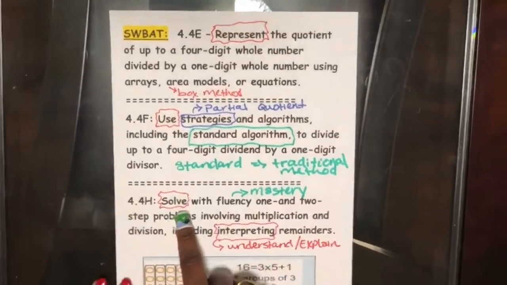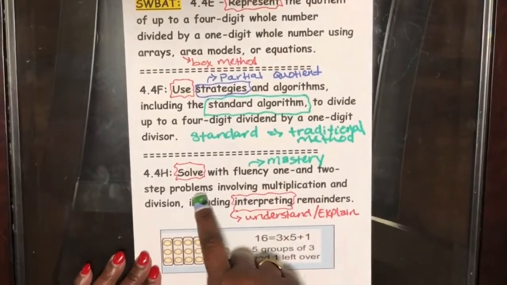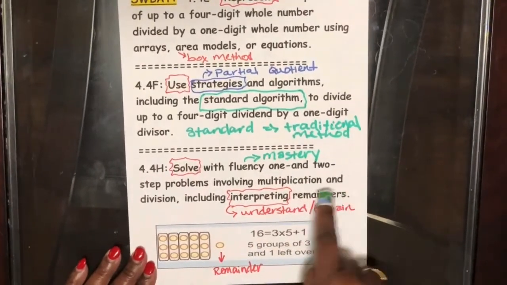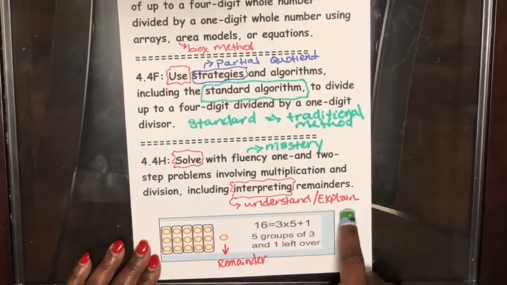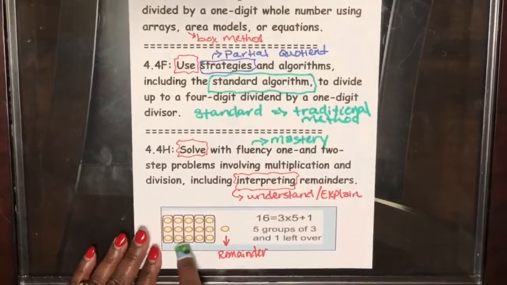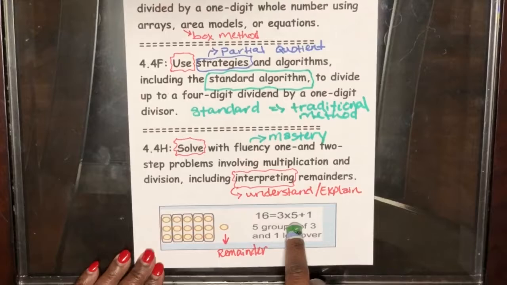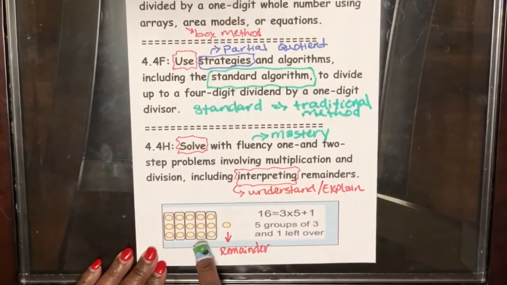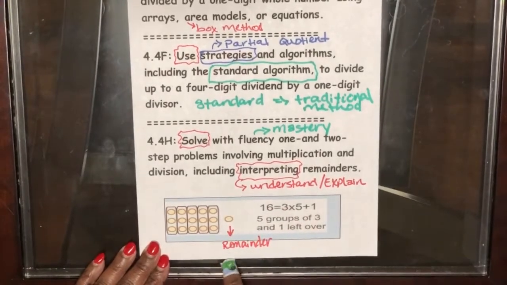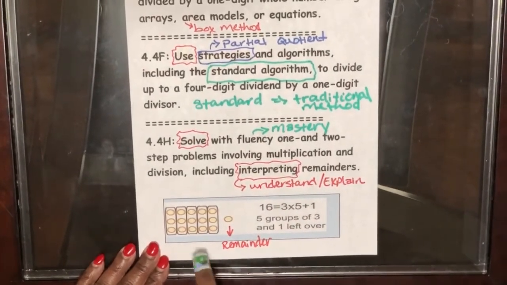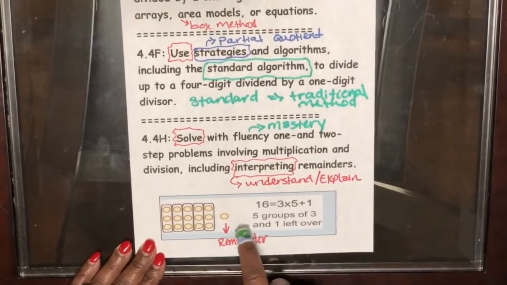And the student will be able to solve with fluency, also known as mastery, 1- and 2-step problems involving multiplication and division, including interpreting, which means you can understand and explain remainders. If you take a look at this pictorial model, this is a model of this equation. 16 is equal to 3 times 5 plus 1, and 1 being that remainder. In other words, you can divide 16 by 3 and get 5 groups with a remainder of 1.